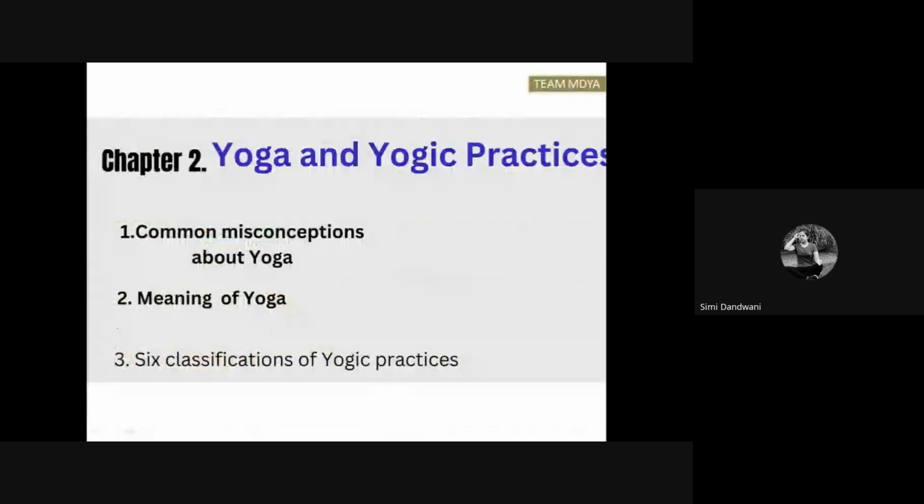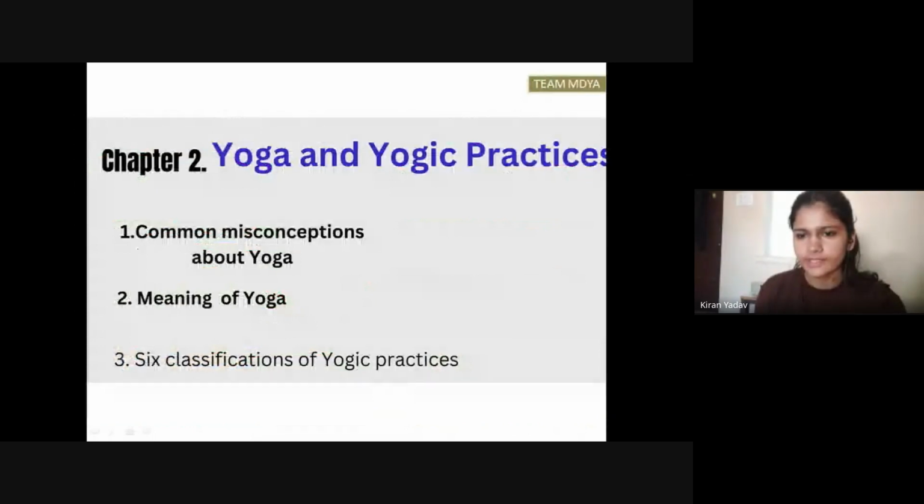Let's do these two topics for today, and then the last topic we will do tomorrow. Common misconceptions about yoga. This is chapter number 2, yoga and yogic practices. First topic is common misconceptions about yoga and meaning of yoga. So what do you think are the most common misconceptions about yoga in today's time?